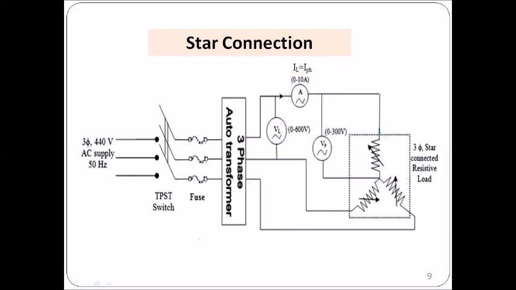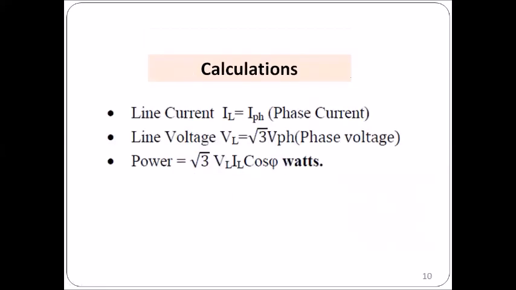Now, we shall also try to know what is the meaning for this phase current. So in the case of star connection, this line current is equal to the phase current. Okay, line current will be equal to phase current. So what exactly we have to determine is, in the star connection, we have to prove that line current is equal to phase current and line voltage is equal to root 3 times of phase voltage.